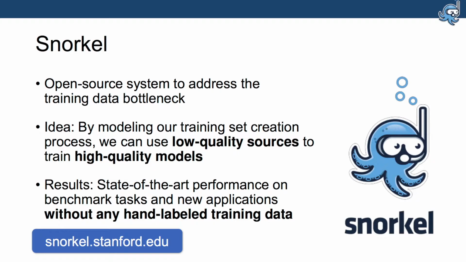And so Snorkel is an open source system that we've been developing to address this training data bottleneck. And the idea is that by modeling our training set creation process, by modeling all of the rules of thumb, the heuristics that human annotators use when they actually annotate a data set, if we model that as a statistical process, we can actually combine low quality sources, things that are less expensive to obtain than hand labeled data, and combine them to train high quality models.